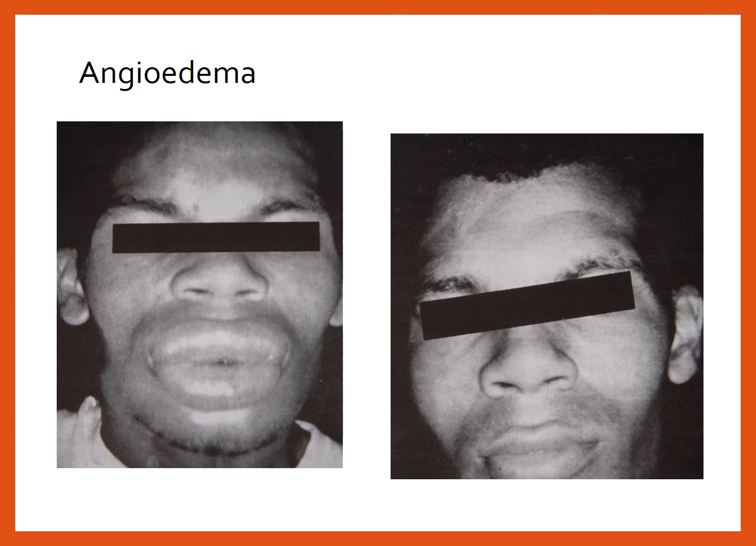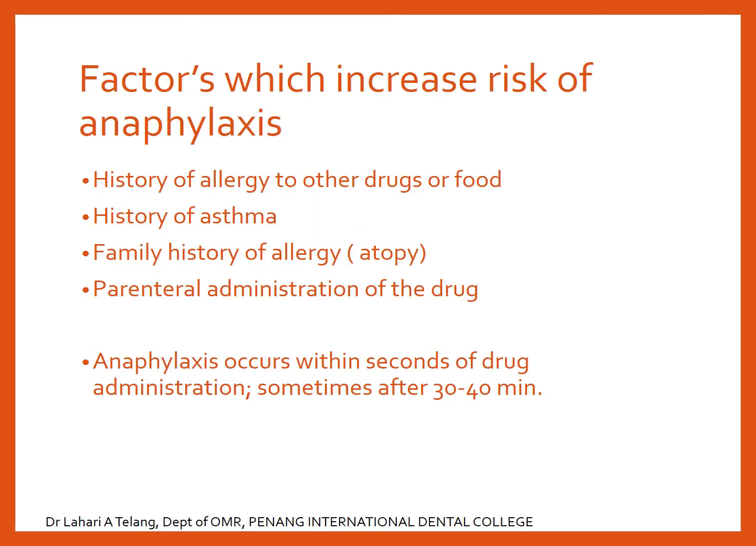The factors which increase risk of anaphylaxis include a history of allergy to other drugs or food, history of asthma, and family history of allergy, which is also called atopy. Parenteral administration of the drug increases the chances of anaphylaxis as opposed to oral ingestion. And anaphylaxis occurs within seconds or minutes of the drug administration, sometimes even after 30 to 40 minutes.